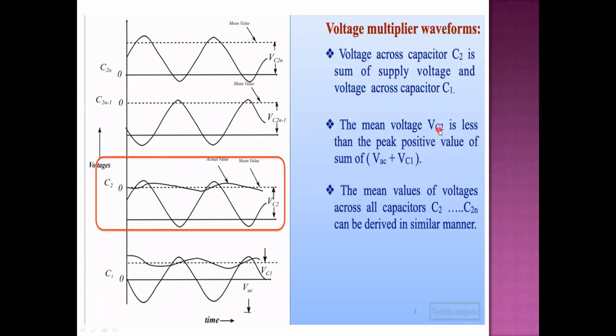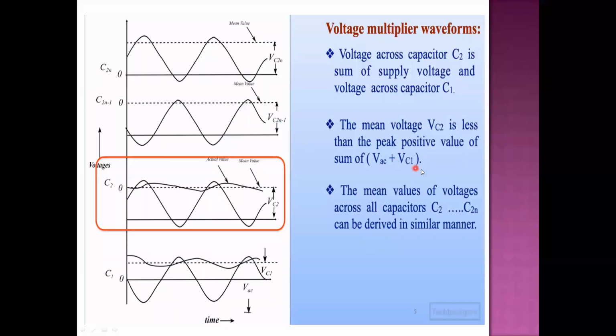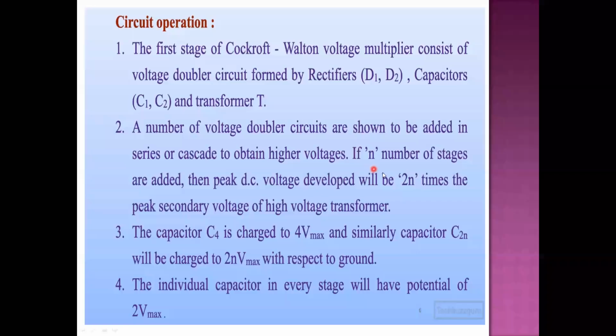Voltage across the capacitor VC4 is VAC plus VC3. Understood? Voltage across the capacitor VC4 is nothing but VAC plus VC3. In this manner, we get the voltage across the respective capacitors. Like that, the mean values of voltages across all capacitors C2 to C2N can be derived. Understood? It's clear. And then circuit operation.